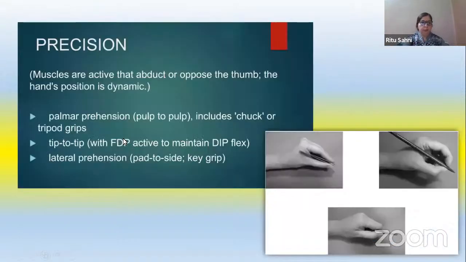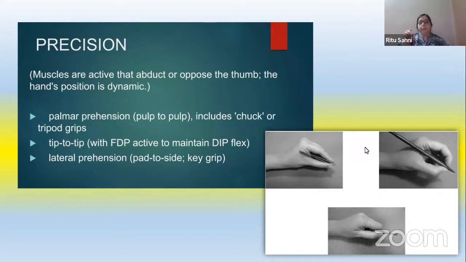And this is also very important: in the precision grip, the muscles that are active abduct or oppose the thumb. The hand's position is dynamic, because we are writing something. Suppose I want to write on the blackboard, how will my hold be? My hold may be like pulp to pulp, as some kids hold when they start writing, like holding the chalk, and the tripod grips.